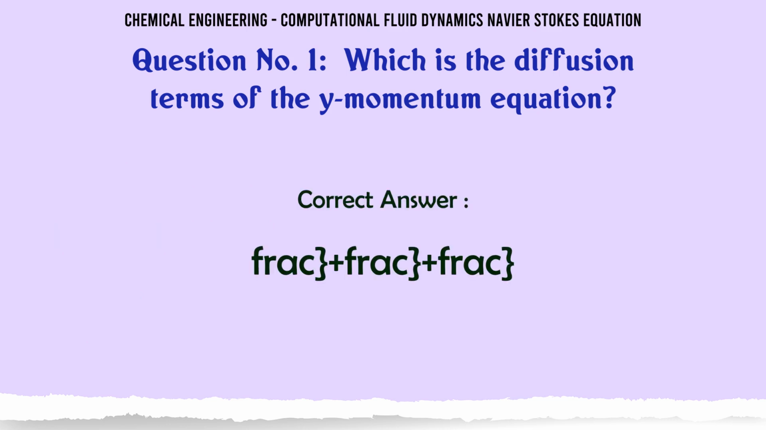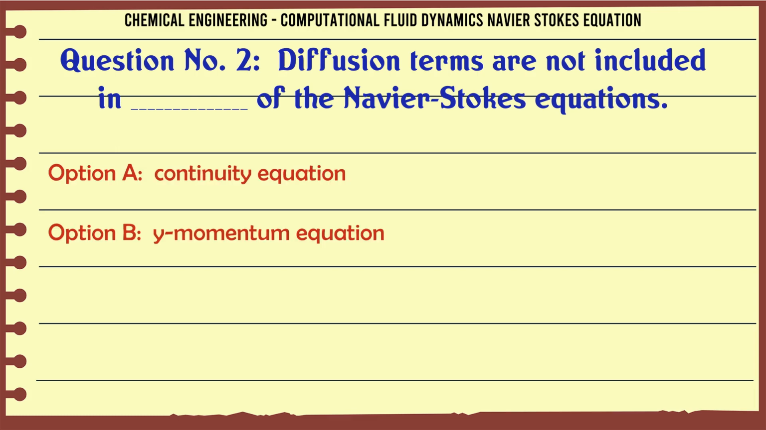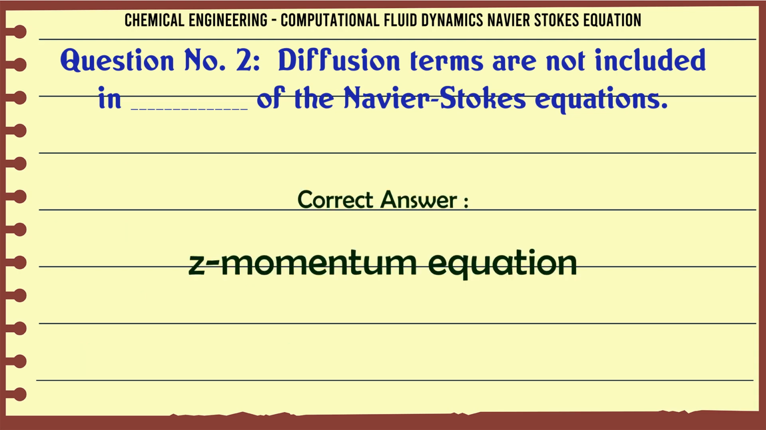The correct answer is ∂τxy/∂x + ∂τyy/∂y + ∂τzy/∂z. Diffusion terms are not included in which of the Navier Stokes equations? A: continuity equation. B: y momentum equation. C: z momentum equation. D: energy equation. The correct answer is continuity equation.